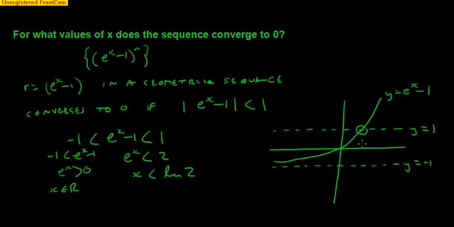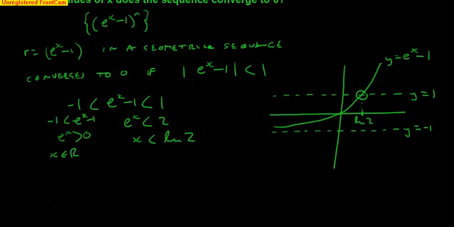So to converge to 0, we must just have everything less than this value here, and this value here we just worked out over here is ln 2. So that's it, we've done it, because you can see that the curve is between the values of 1 and minus 1, everything when x is less than ln 2. So we can just say then converges to 0 if x is less than ln 2.